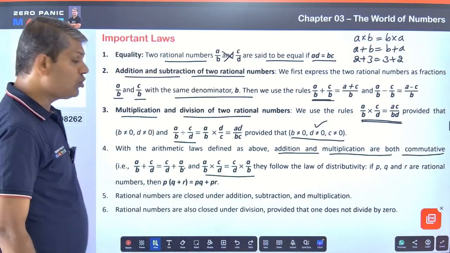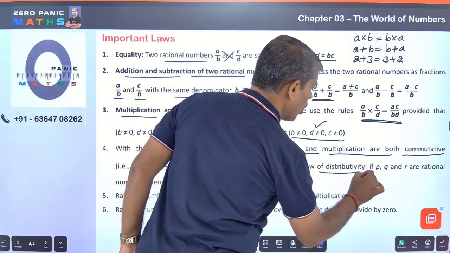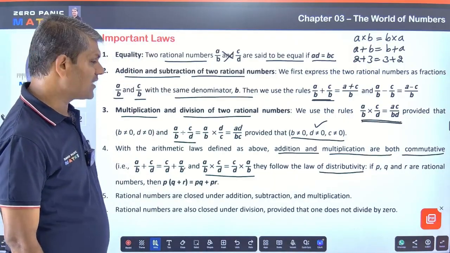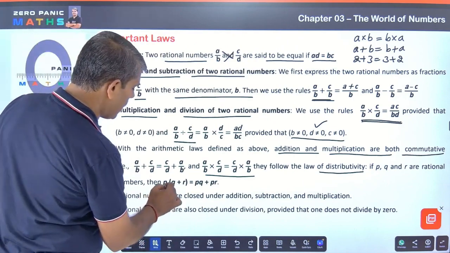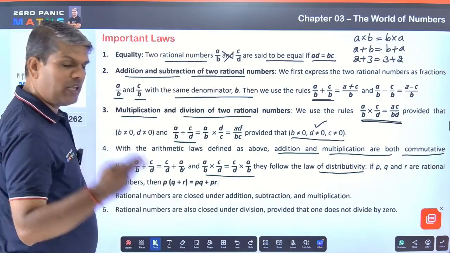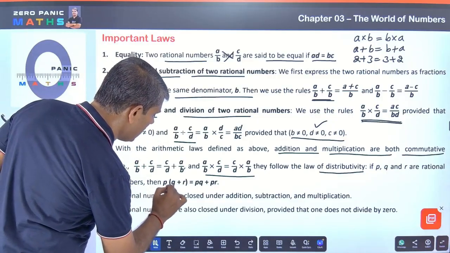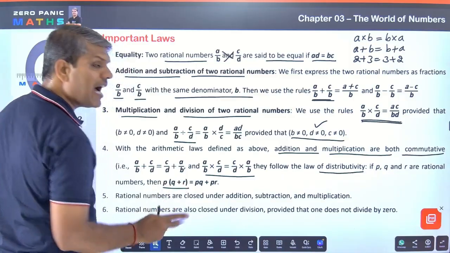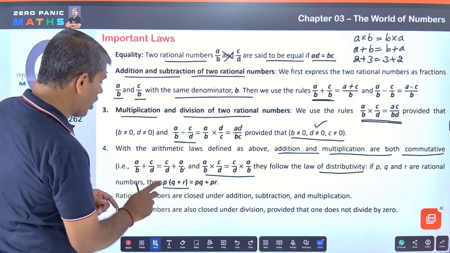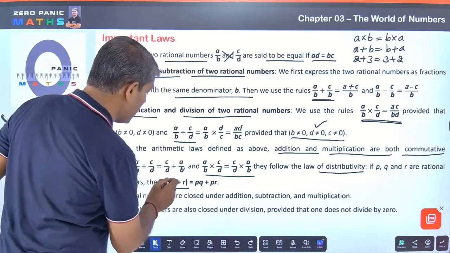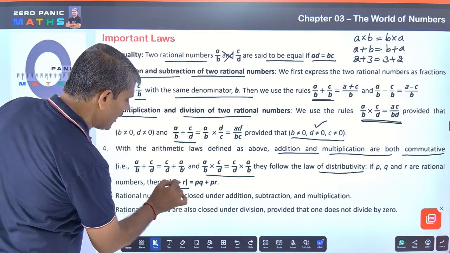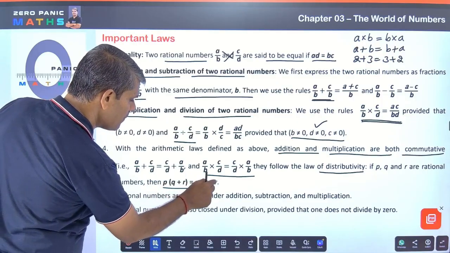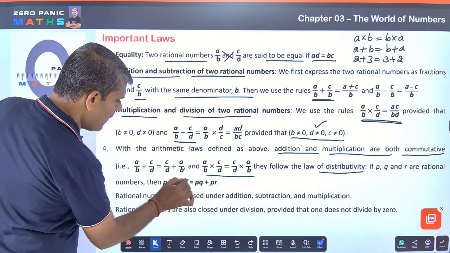They also follow the distributive law, the distributivity law. Maybe you might have studied it in the 8th class. What is the distributive law? Suppose P, Q, R are three fractions or rational numbers. Then P multiplied by bracket Q plus R is equal to P into Q plus P into R. PQ plus PR. You see that? PQ plus P into R.